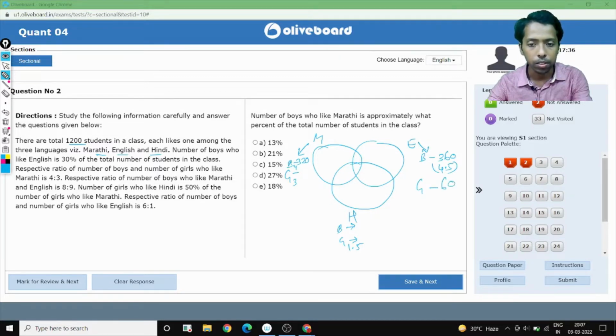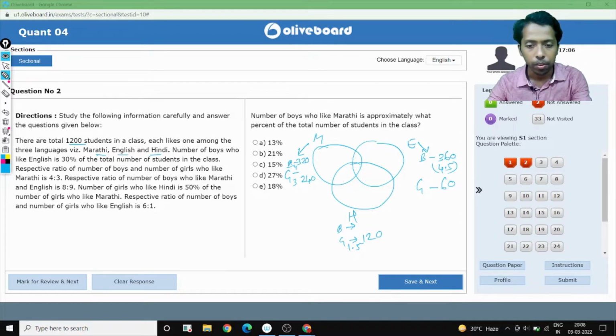Okay, so this is 60. Number of boys who, okay. Ratio of the total number of boys and number of girls who like Marathi is 4:3. If this is 4, this is 8. 8 means this is 240. If this is 240, this is half 120, right?